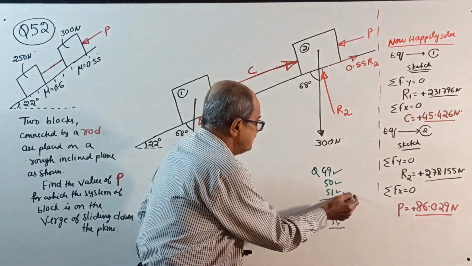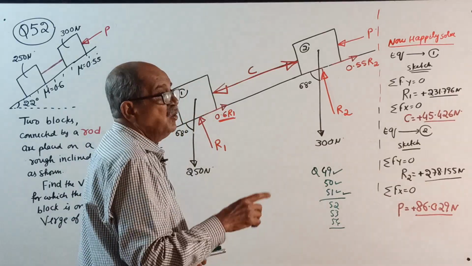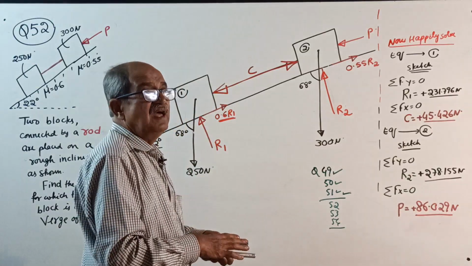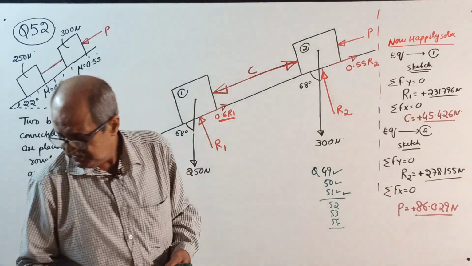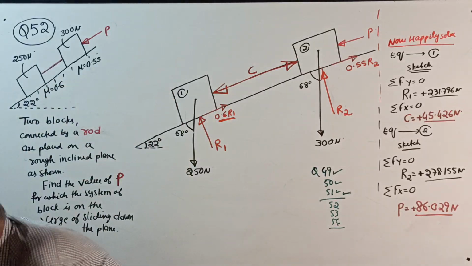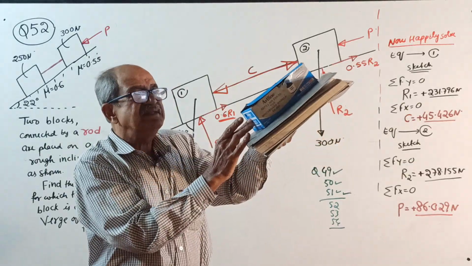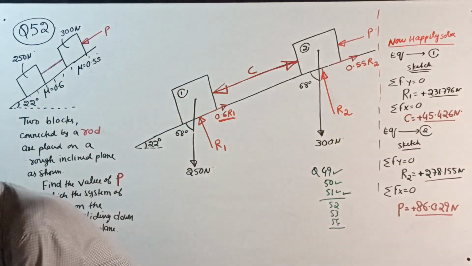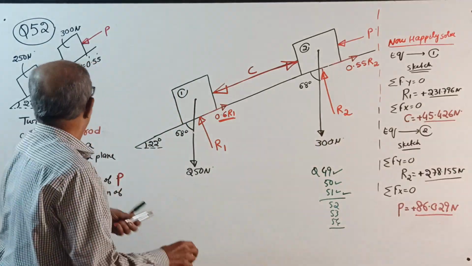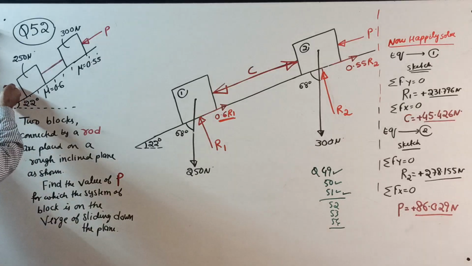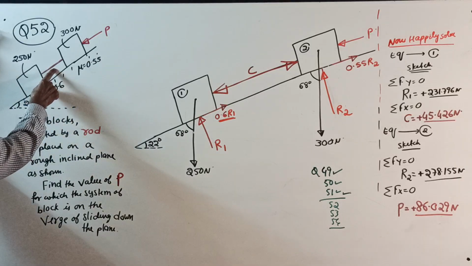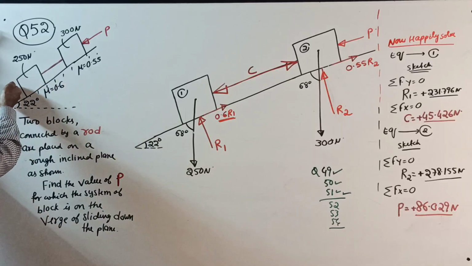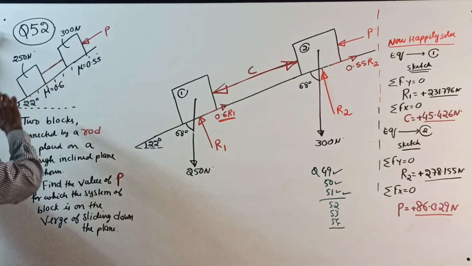Last class, question 51 was how to slide down. Last time it was how to prevent sliding down; now it is how to slide down. Last class, the force was applied here, this way. At that time, I gave a cable. When you apply force this way, the cable will be in tension.